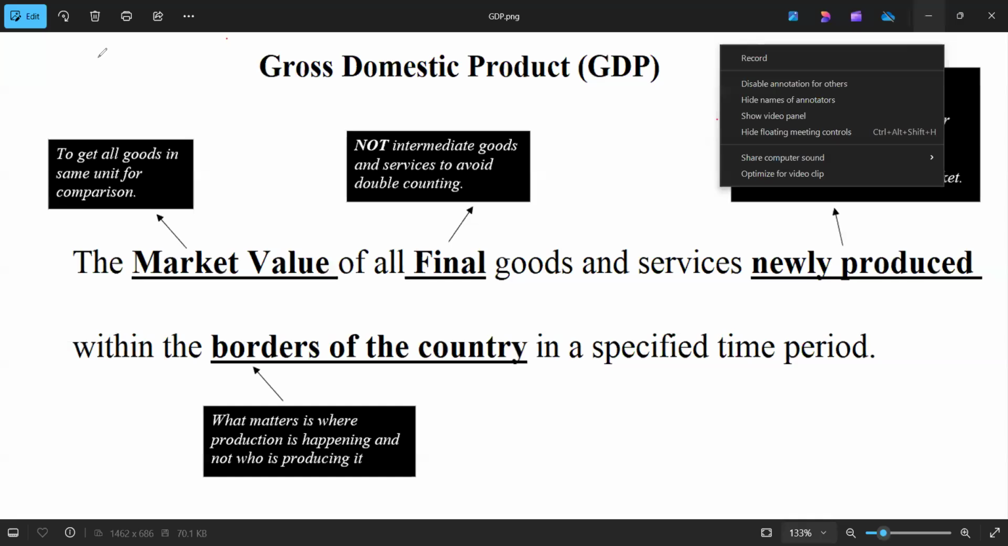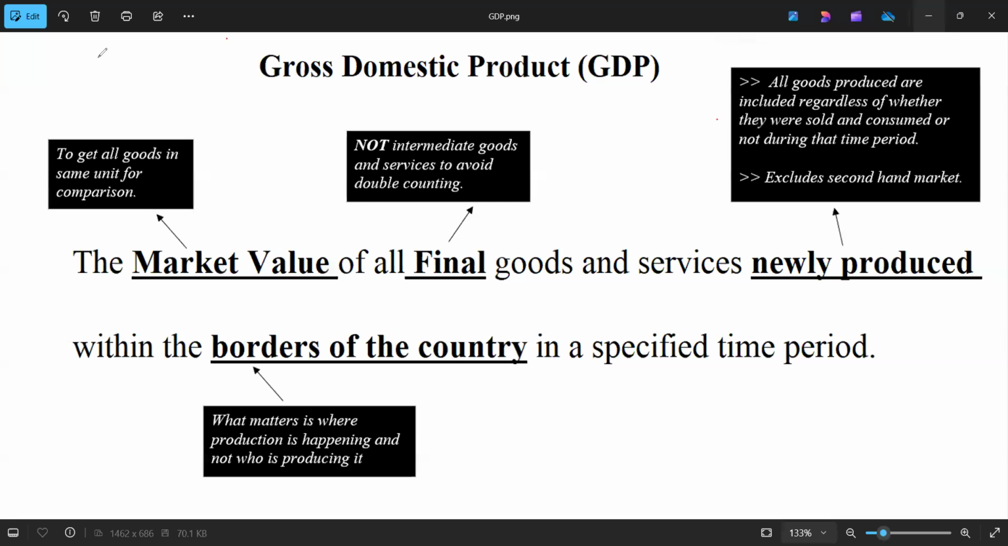So we'll be looking at what we mean by GDP, which stands for gross domestic product. Now, this is the market value of all final goods and services newly produced within the borders of the country in a specified time. Now, let's break down some key parts of this definition.